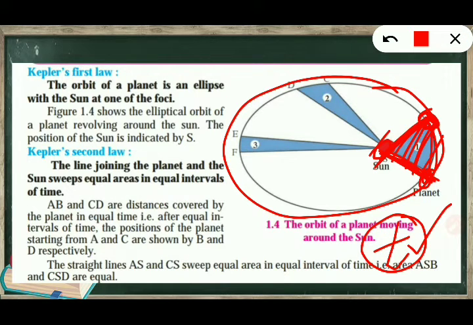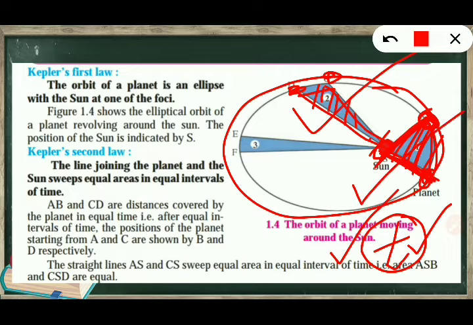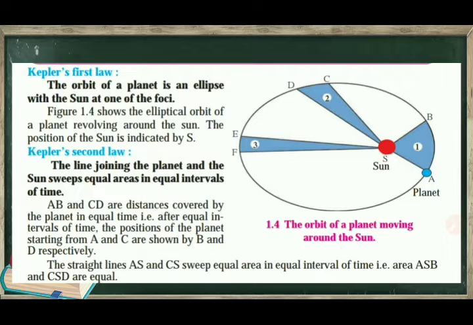If we again use time t, and suppose the planet is here, in the same time t it will go to this position, and this will be the area swept in that time. So the first area is equal to the second area. Why? Because the time interval t is the same. Now analyze the sentence: the line joining the planet and the sun sweeps equal areas in equal intervals of time. Right? This is so simple.